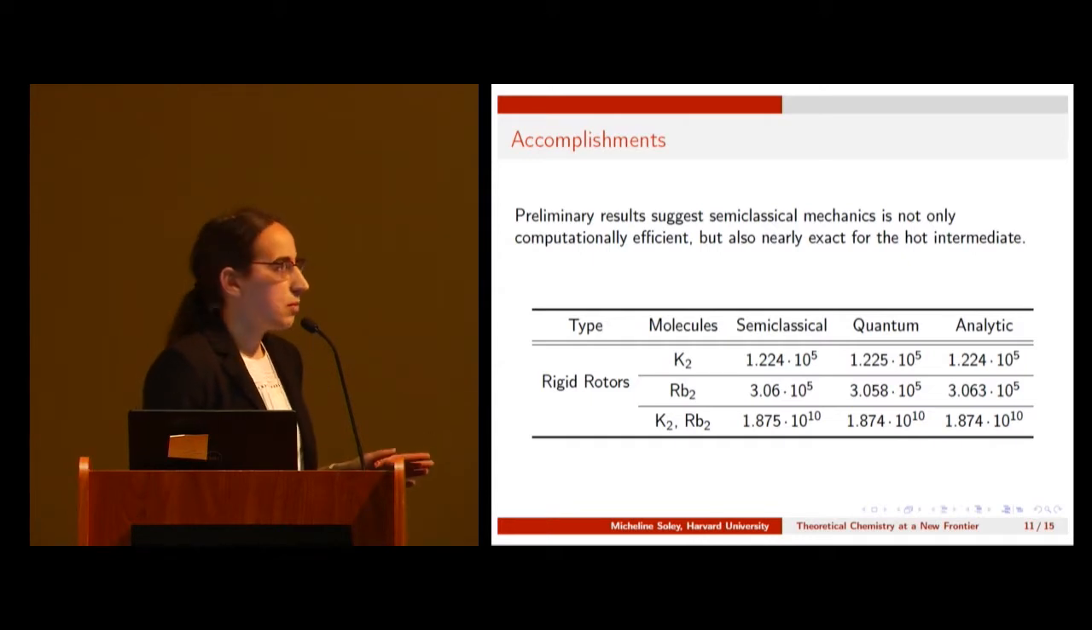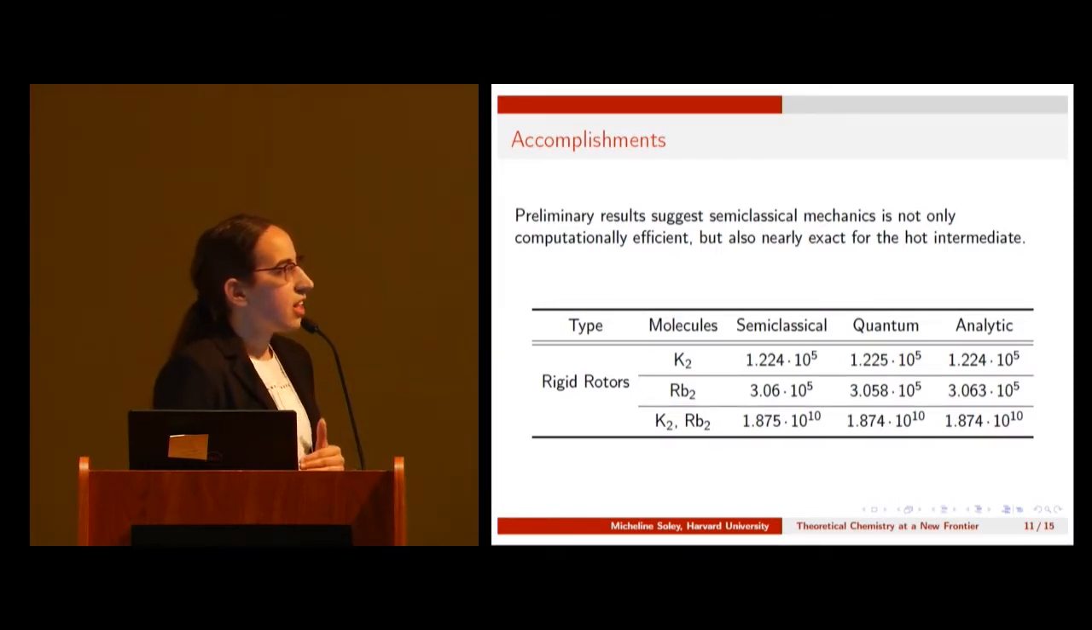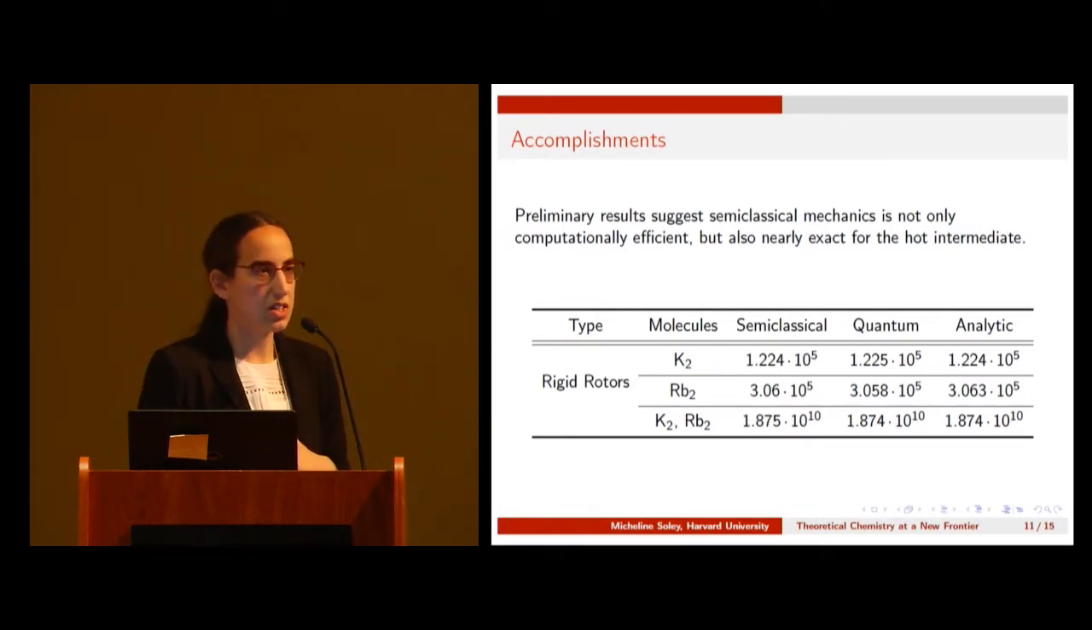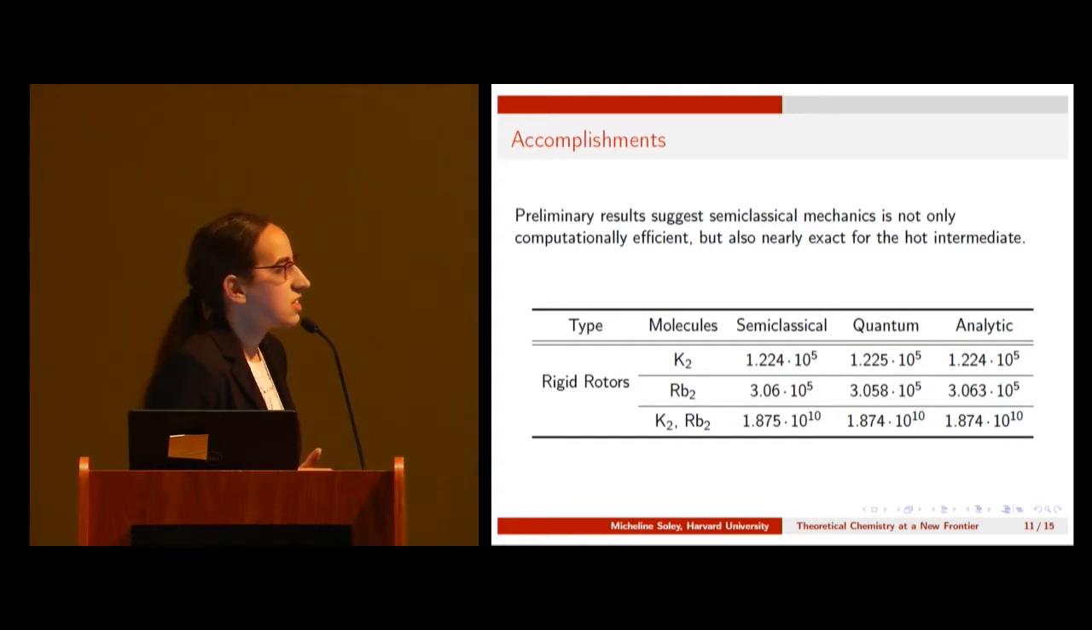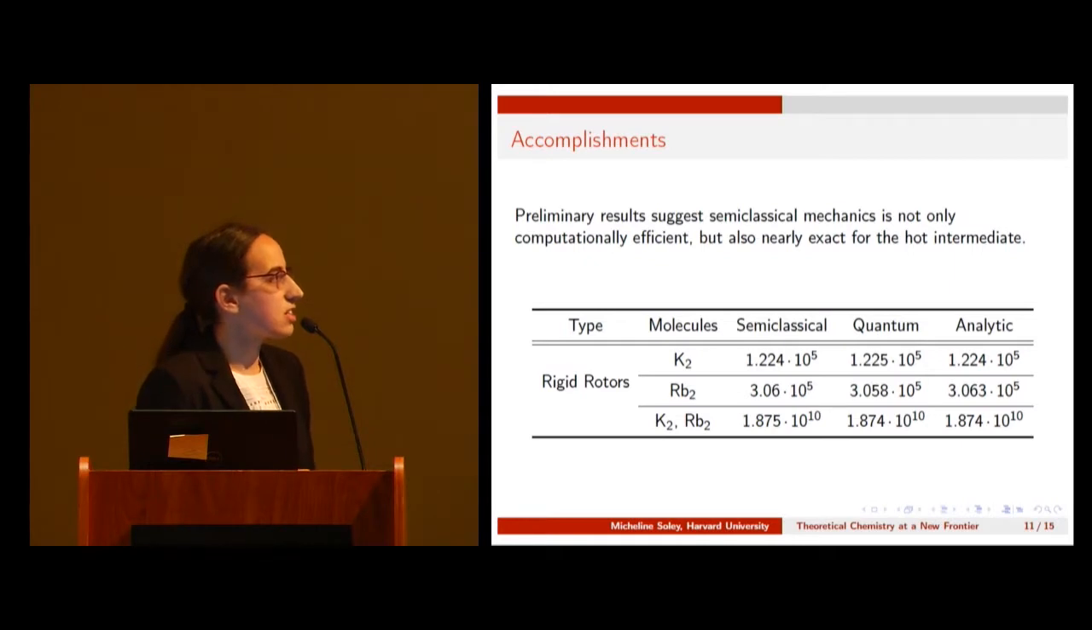So here, I'm looking at a simplified model of the inner region, of the hot region, called rigid rotors. And I'm looking at what the semi-classical answer we calculate is compared to what we would get if we solved it exactly quantum mechanically. And then also if we compare it to an analytical value calculated mathematically. And you can see that all of the numbers agree fairly closely, which suggests that semi-classical mechanics is an effective way of calculating the value in the hot region, and that you also get agreement between the classical and quantum mechanics in this region as we expected.